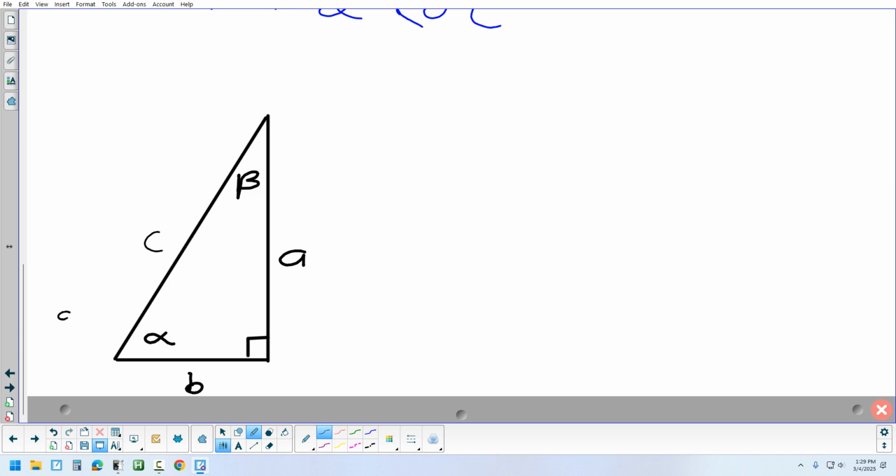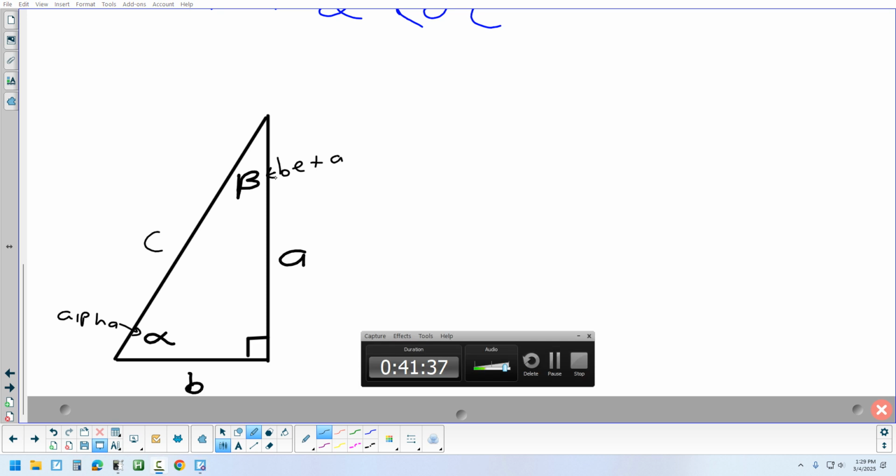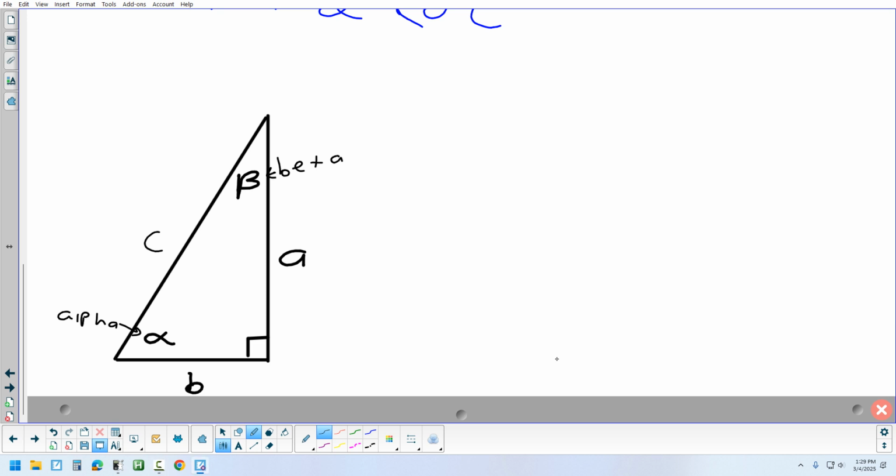So that's alpha. And that Greek letter is theta. The point of the Greek letters is that it's very clear. If I say, for example, find alpha, you know I'm asking you to find an angle. If I say find B, you know I'm asking you to find a side.